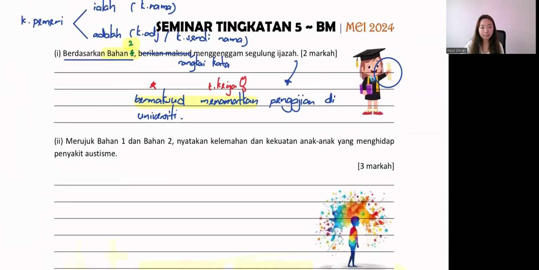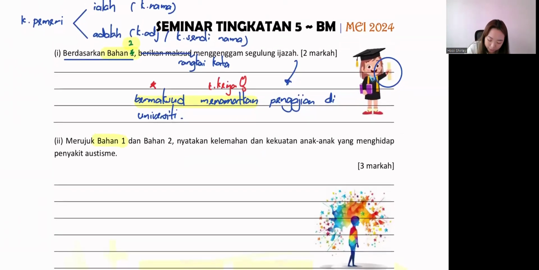Then number 2, merujuk bahan 1 dan bahan 2, nyatakan kelemahan dan kekuatan. It means when you read the petikan, you get the kelemahan dan kekuatan anak-anak menghidap penyakit autisme. So the answer is given in the question. So these 3 marks you could get. It's given already.